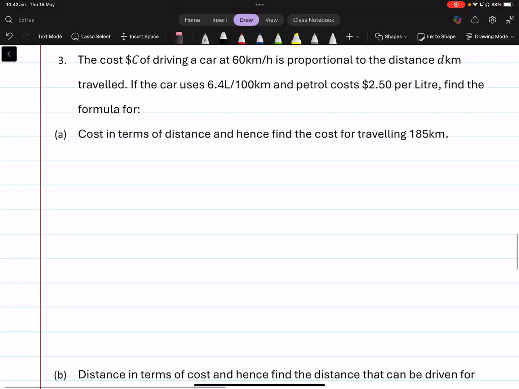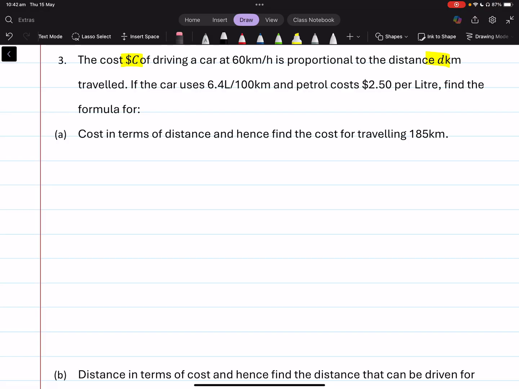Okay, let's have a look at another one. The cost C of driving a car at 60 kilometers per hour is proportional to the distance d kilometers. Okay, so notice again, we're comparing two variables, C and D, the cost and the distance. It goes on, tells us how many litres it uses per 100 kilometres and how much petrol costs. Find a formula for the cost in terms of distance, and hence find the cost for travelling 185 kilometres.